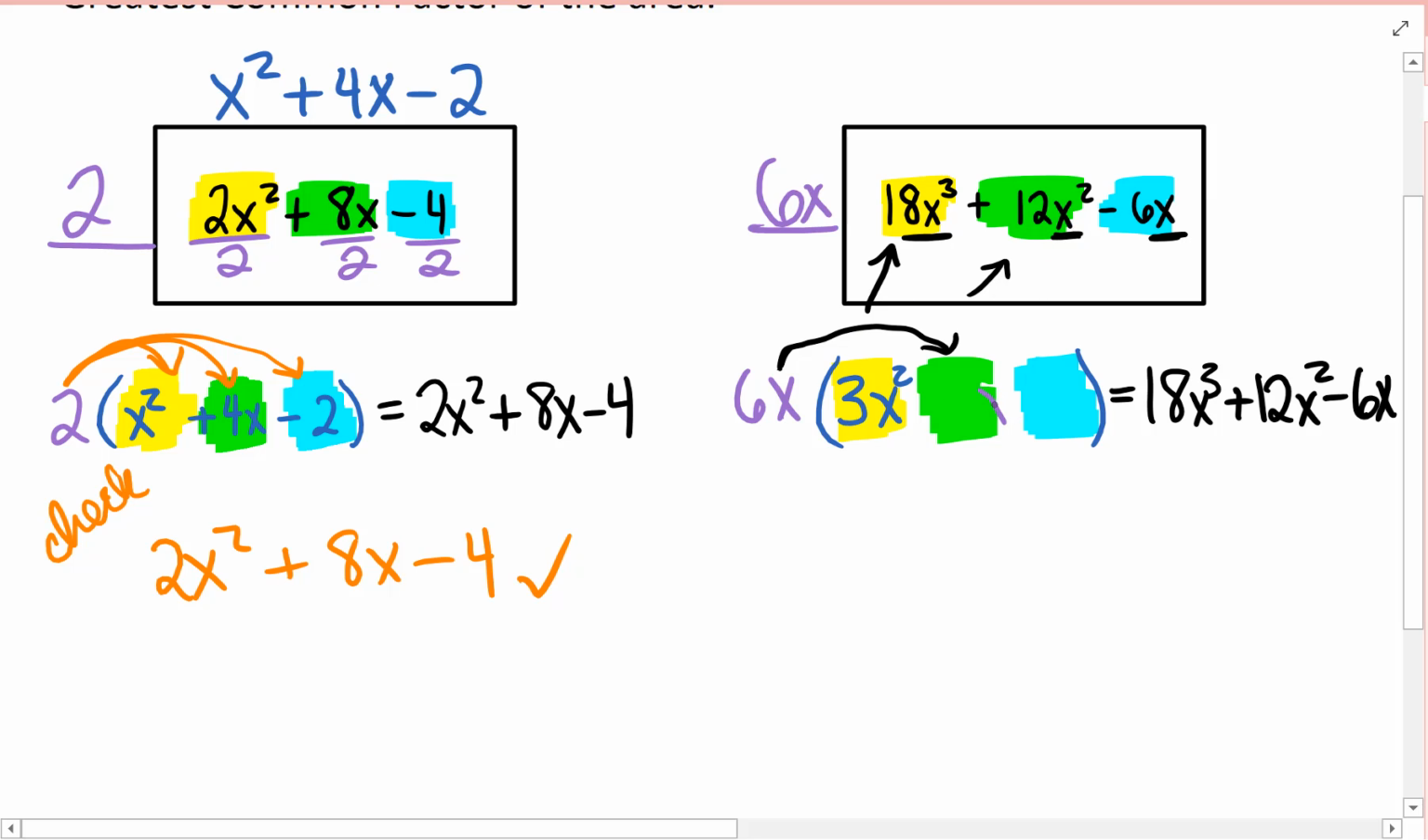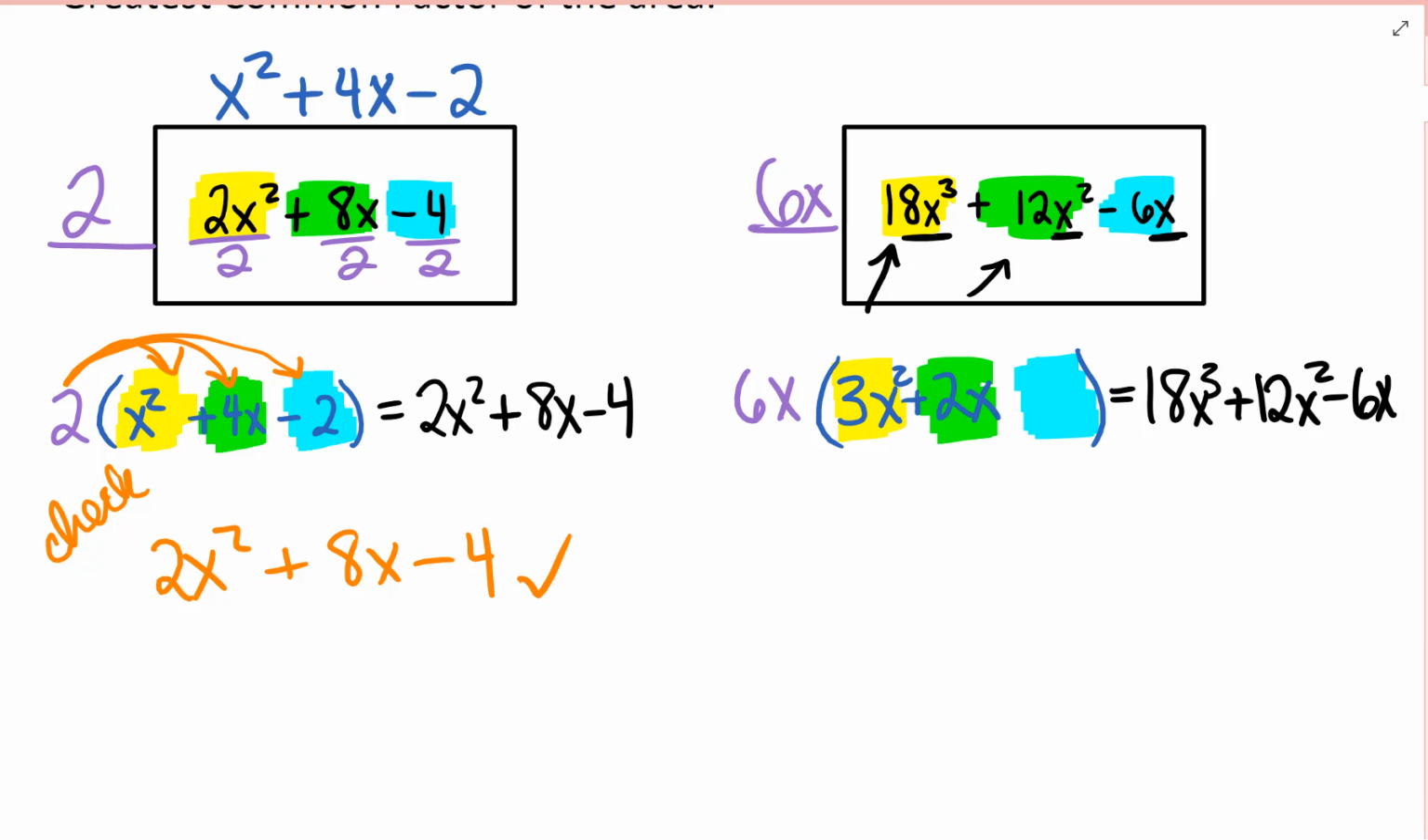There definitely needs to be an x in this term, and there needs to be a 2 because 2 times 6 gives me 12. And that would be positive because positive 6 times positive 2 gives me positive 12. Now 6x times what gives me negative 6x? That one's a little bit easier, I think. How do you get negative 6x? You multiply by negative 1. So 6x times negative 1 gives me negative 6x.